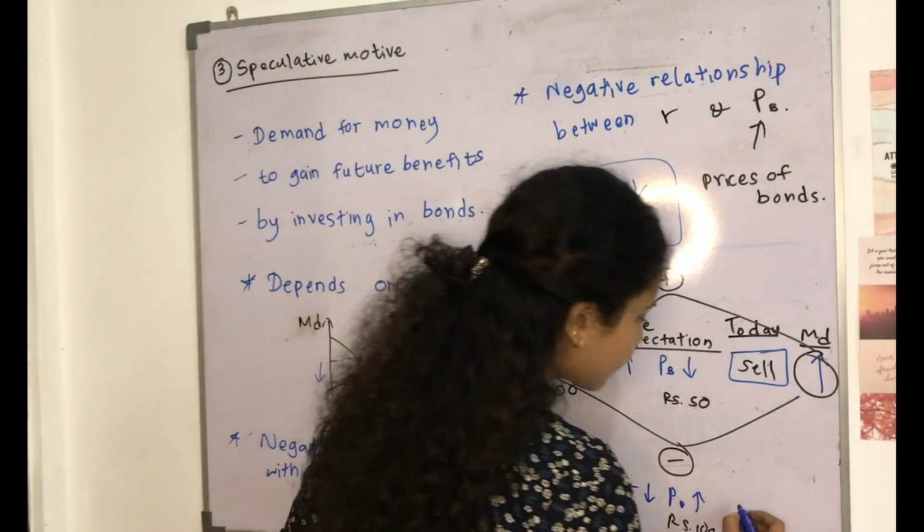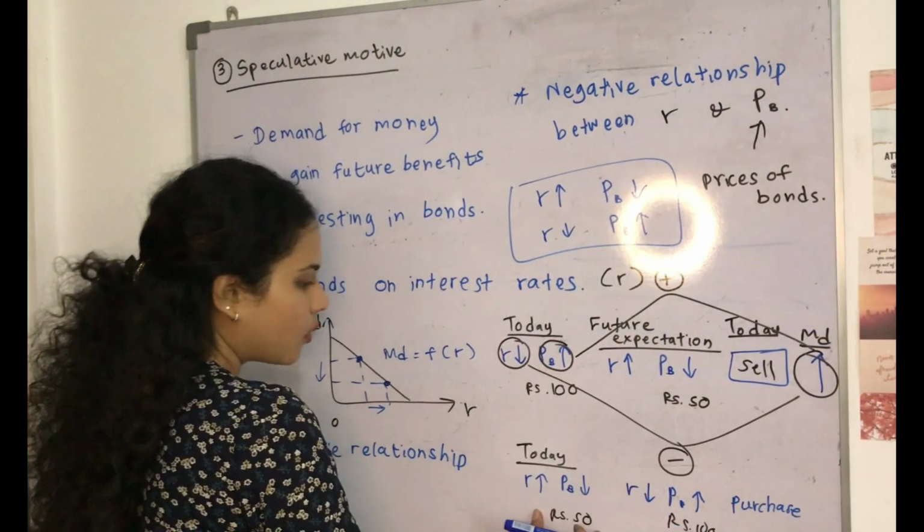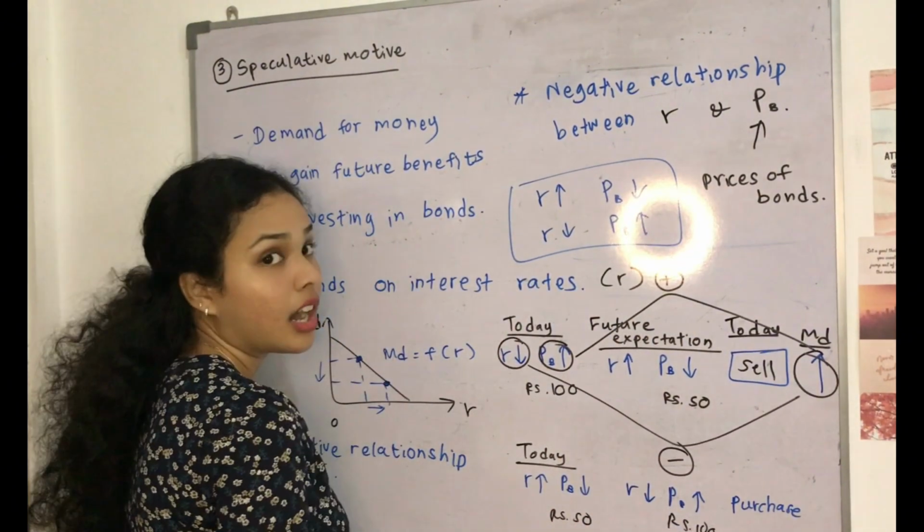Today I am purchasing new bonds. Why? I can purchase at a lower price and then sell at a higher price.